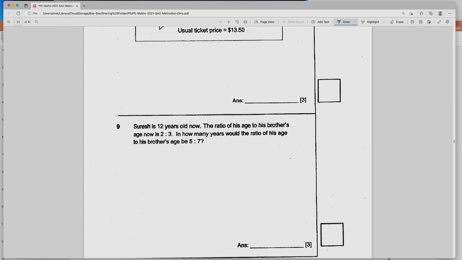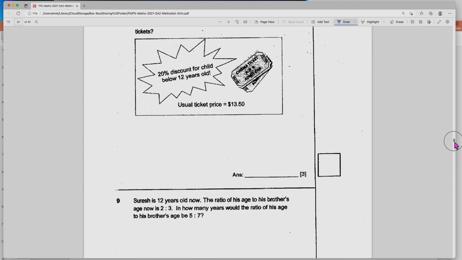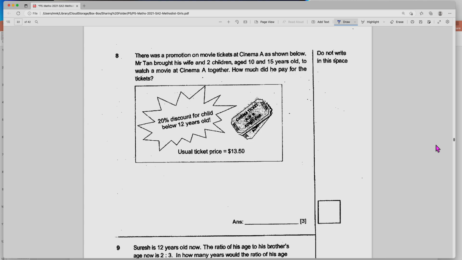Number 8. Didn't do. Didn't do means you don't know how to do it. Okay, so you know discount, right? Discount means 折扣. So there was a promotion. The usual price is 13.50, 原价. Now it's 20% discount for children below 12 years old. So if you are below 12 years old, you get a 20% discount.